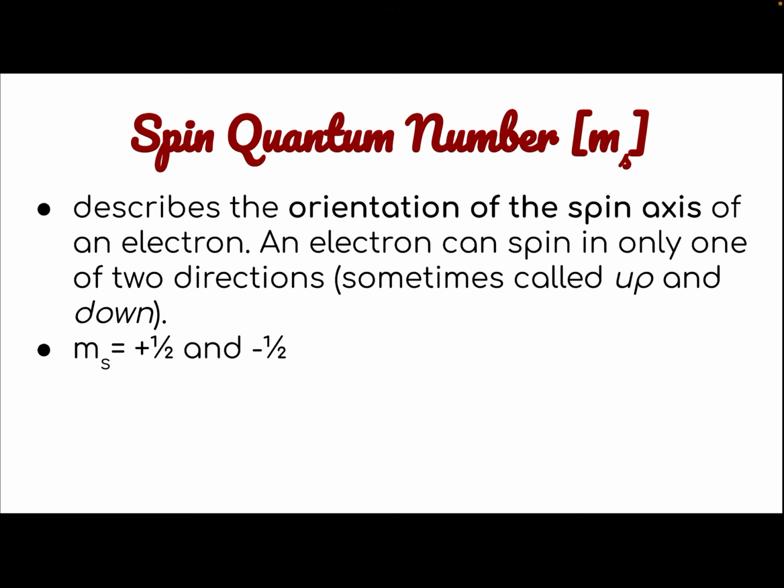The last quantum number is very easy. It is the spin quantum number. The spin quantum number describes the orientation of the spin axis of an electron. Kung ano daw yung ikot ng electron. So, each electron in an orbital, merong movement na pa-upwards, merong isa pa-downwards. Okay? So, sometimes they are called the up and down numbers. So, the values are just simply positive 1/2 and pag pababa, negative 1/2. So, each electron alternatingly, they have different spin numbers.